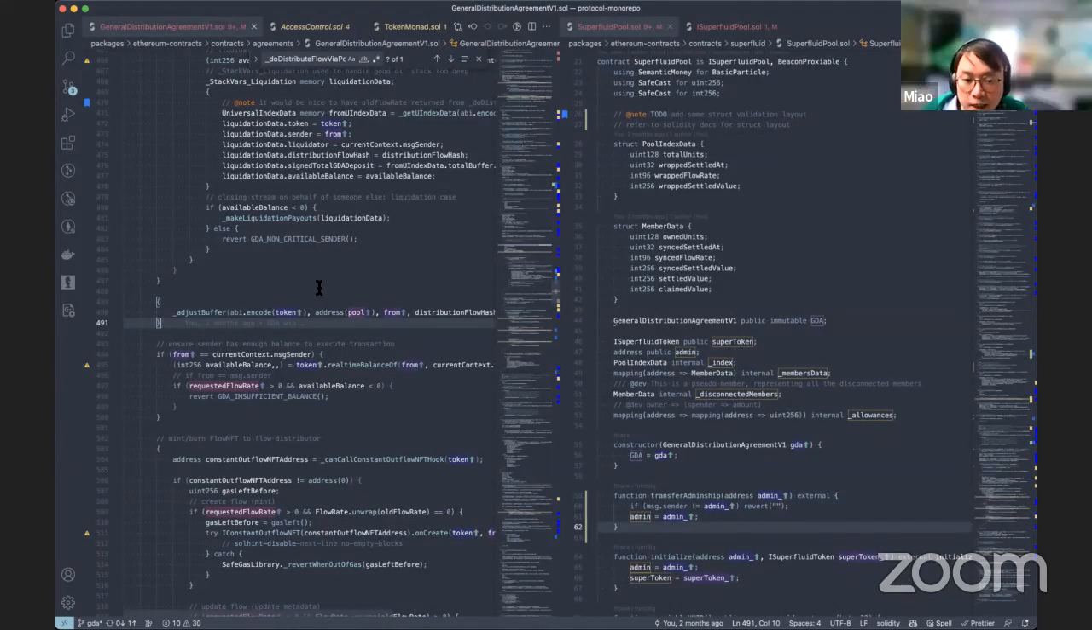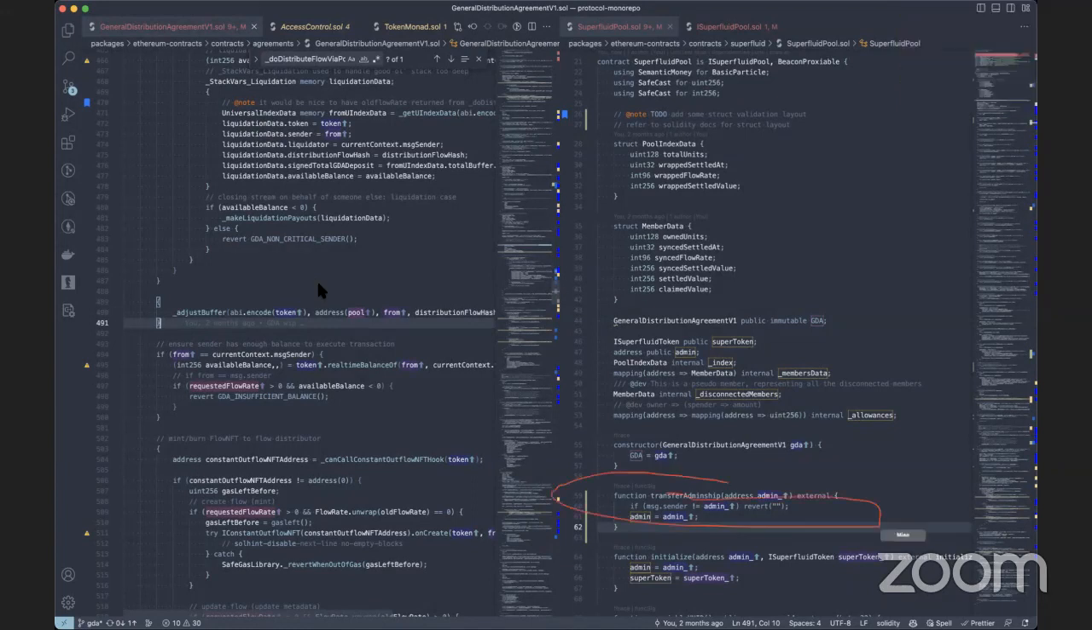So update the admin, handover admin is doable, right? It's simple. There is a transfer admin. I see that. There is a transfer admin.